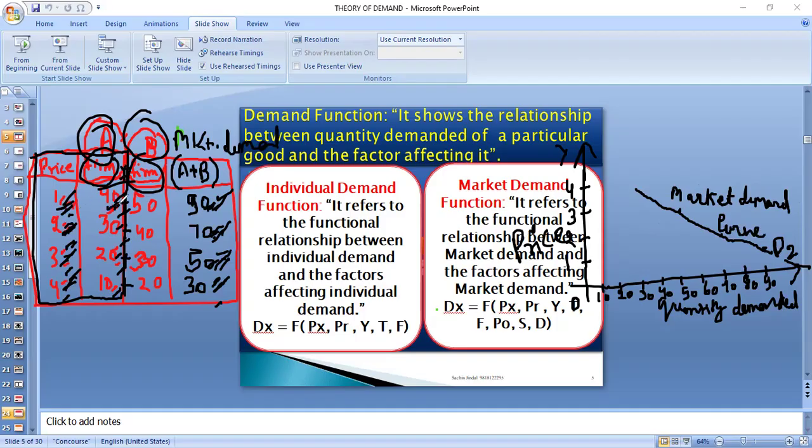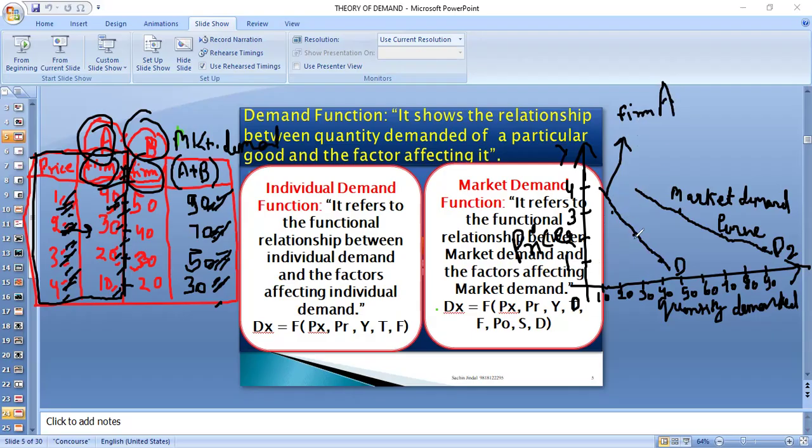At price one, individual demand is 40. At price two, 30. At price 3, it is 20. At price 4, it is 10. This is the d demand curve. The d demand curve is showing firm A's demand, that is, the individual demand curve, because it is showing only one firm's demand. It is called the individual demand curve.